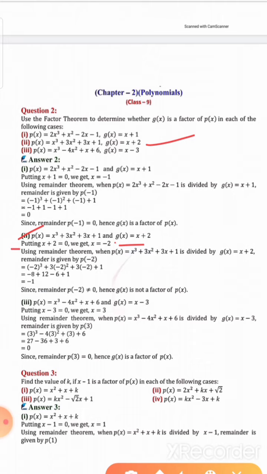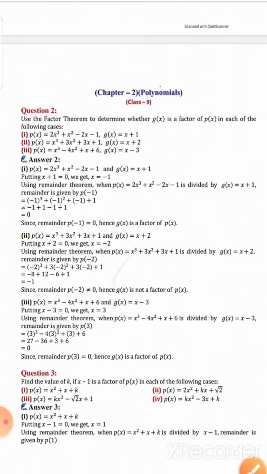For that, we use the remainder theorem. We write: when p(x) = x³ + 3x² + 3x + 1 is divided by g(x) = x + 2, the remainder is given by p(−2). We substitute the value x = −2 in our polynomial. Substituting in this step, we get (−2)³ + 3(−2)² + 3(−2) + 1. Simplifying this step, lastly we get the answer −1.